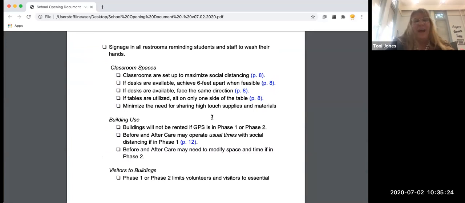Oh, okay. Classroom spaces. So these are requirements. And again, these are all requirements that you do to the best of your ability. So classrooms are set up to maximize social distancing.